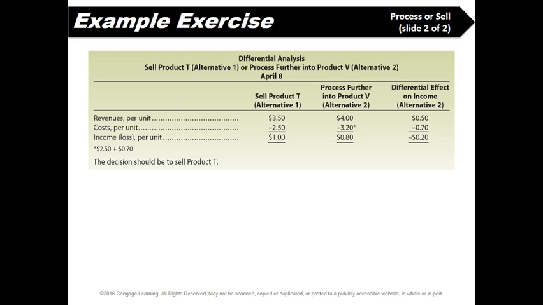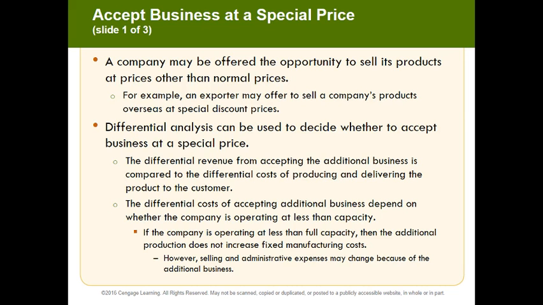Now, this next decision, whether or not to accept business at a special price, is one that sometimes comes into play. So, for example, a company can be offered the opportunity to sell its products at prices that are not normal for it. An exporter may offer to sell their products overseas at special discounts. We have to use differential analysis to decide whether to accept business at a special price.